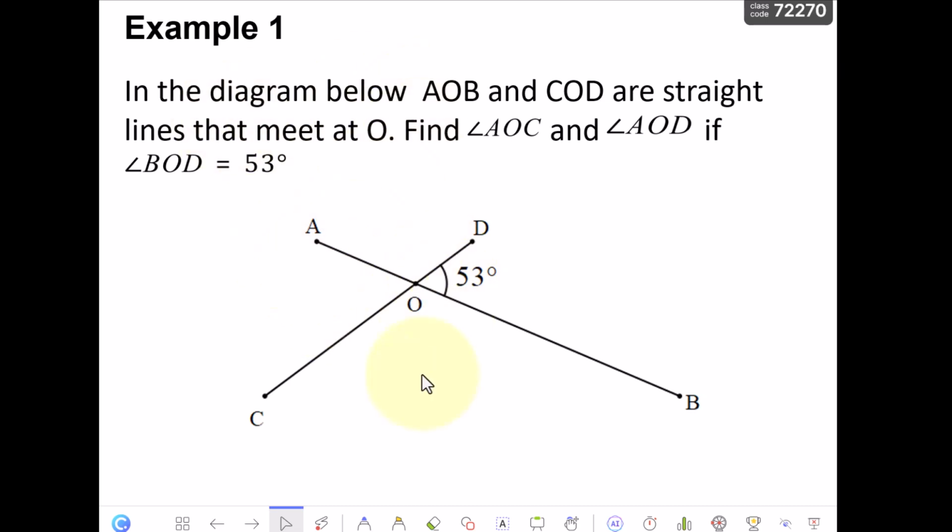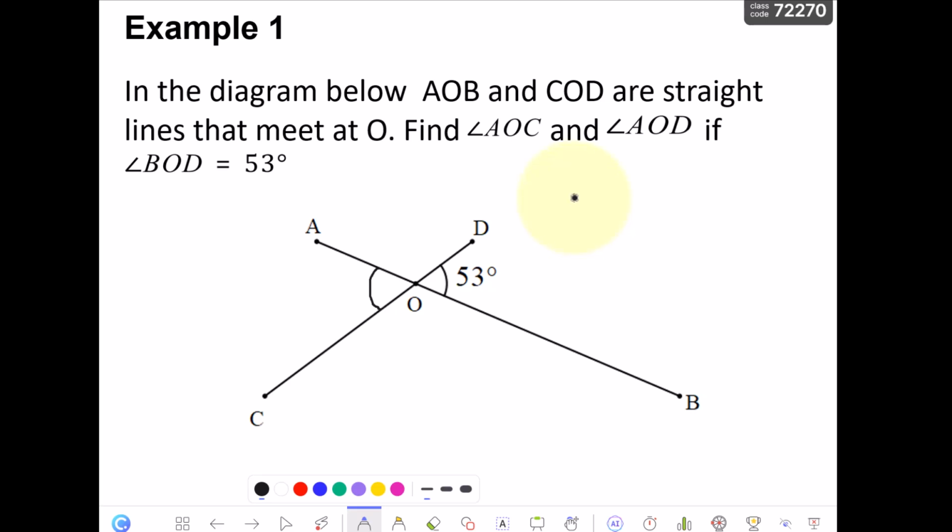If these two straight lines meet at O, there's an angle on this corner, and this angle is BOD. They even said here, angle BOD is 53. Now what are we looking for? They say we should find AOC. Where is AOC? AOC is this side. From A, trace down to O, then trace down to C. That is this angle, and it's facing 53. So this is a vertically opposite angle. Without wasting time, just go straight to your solution.